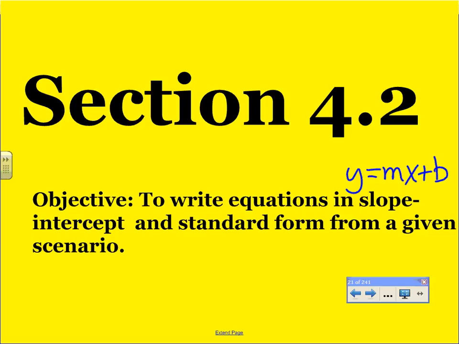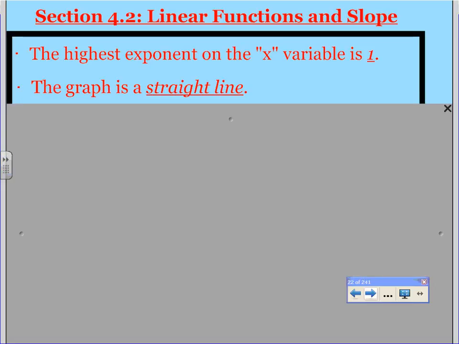Does anyone know what standard form is? This you may not remember. Zach, do you remember? There's an A in it, a B in it, and a C in it. Melissa? Good. Ax plus By equals C. Do you remember learning this? Give me a head nod. No? Okay, didn't think so. Anyway, we're going to talk about those two forms today, as well as writing equations given a scenario. Bear with me, there's a lot of stuff in this lesson.